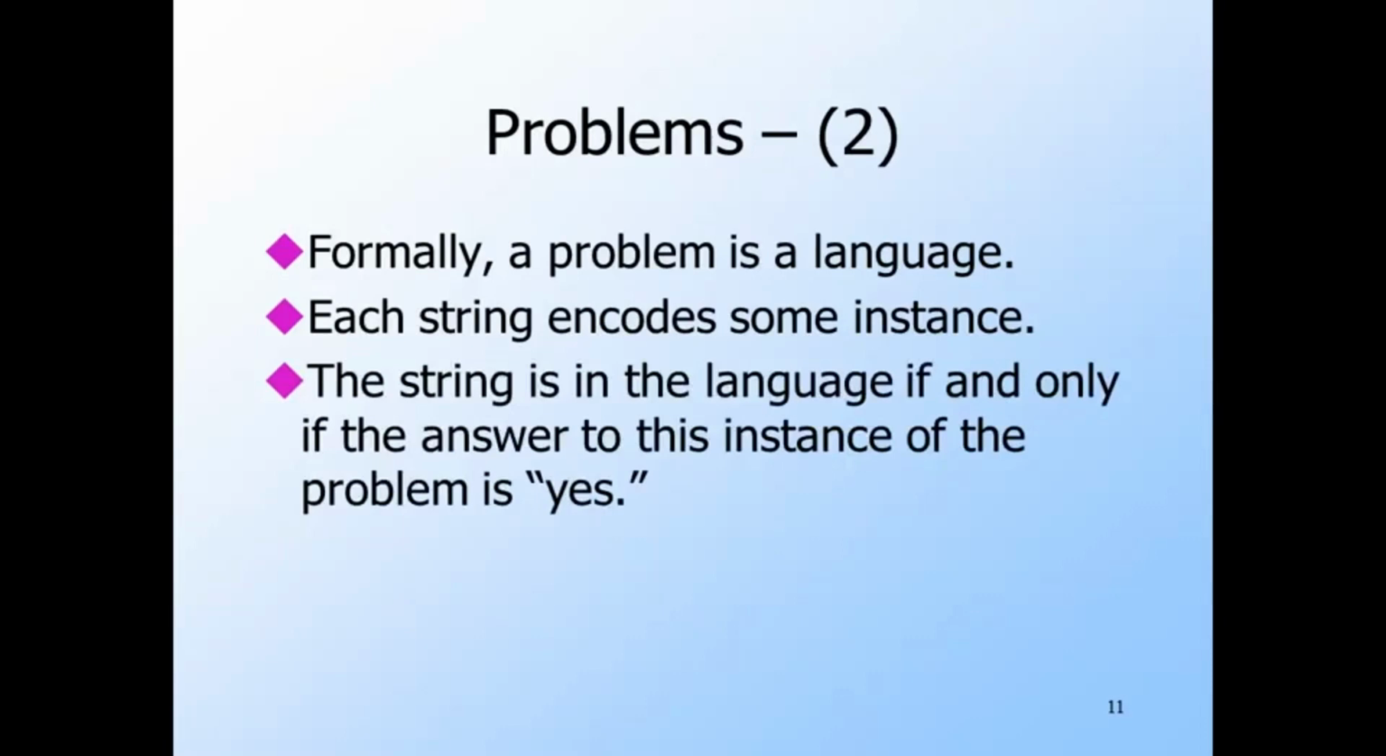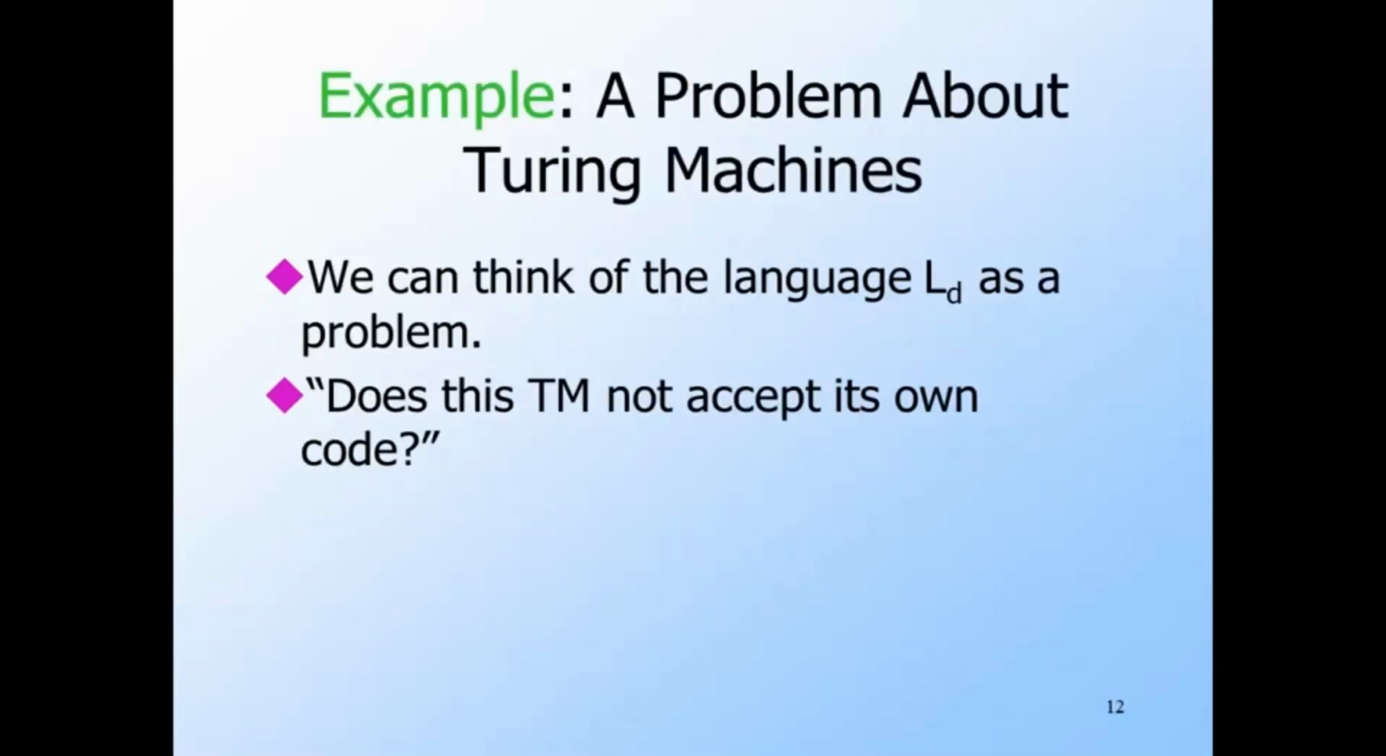Then the language associated with the problem is the set of strings that code instances for which the answer is yes. Typically, as we did for Turing machines, our coding allows certain strings that are flawed. They don't really represent an instance. We'll always assume that flawed encodings represent instances for which the answer is no. For example, as a problem, the language LD can be stated, does this Turing machine not accept its own code?